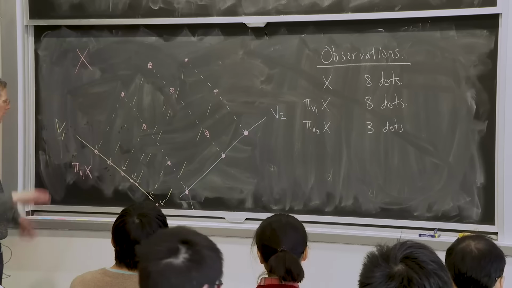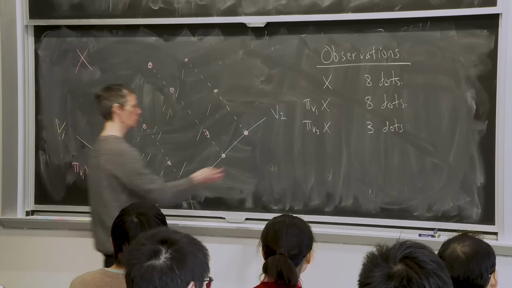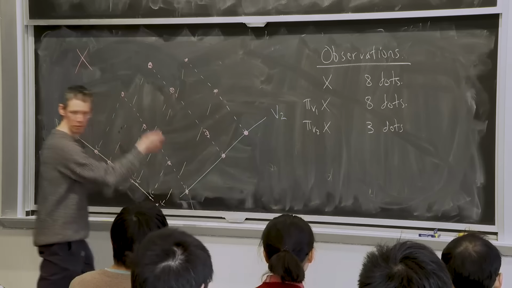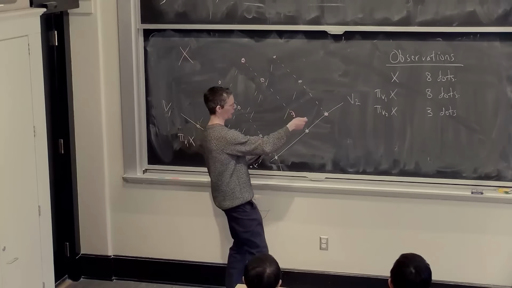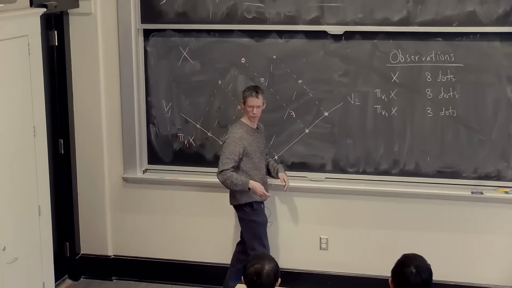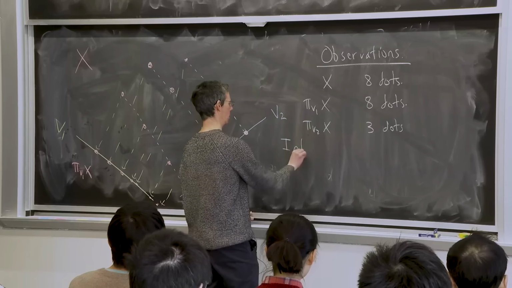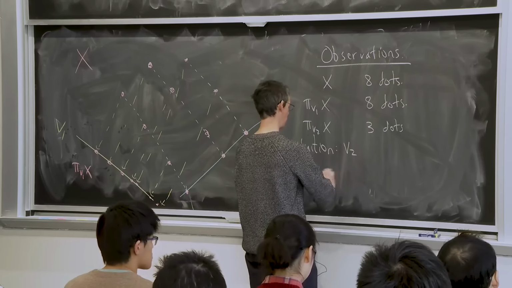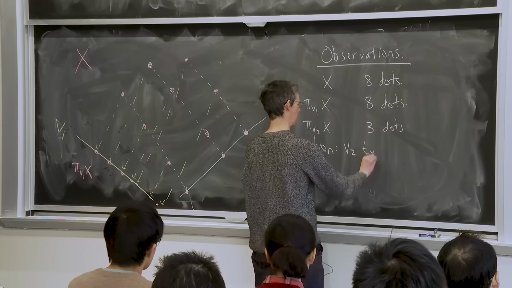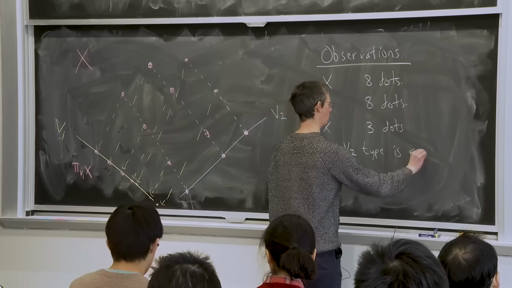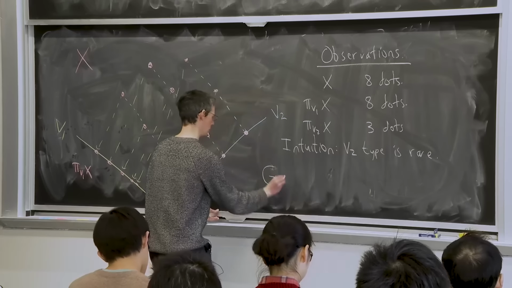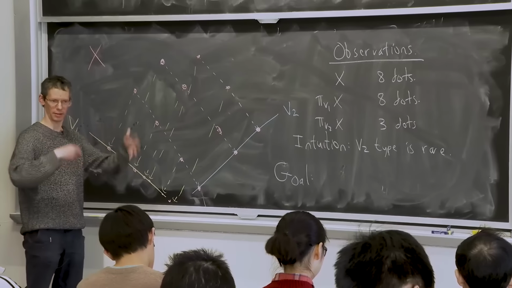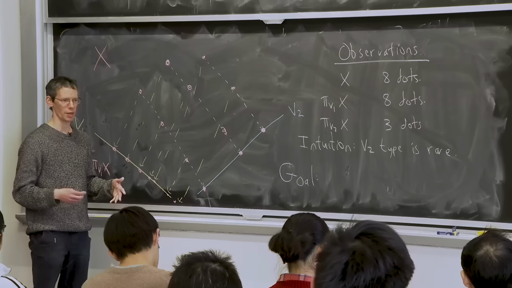Now, intuitively, V2 is kind of special, and V1 is more typical. So most of the V's will be like V1, but there will be a few exceptional ones that are like V2. So the intuition is that a V2-type situation is rare. And one of our goals is to make that precise, make a precise question, and say precisely how rare that sort of behavior is.